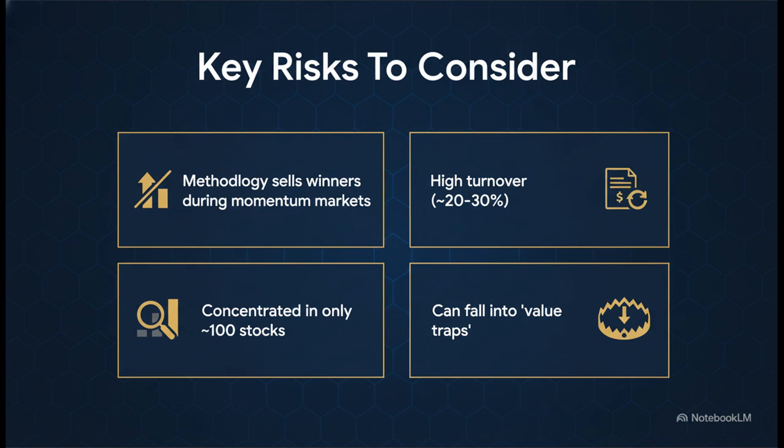Think of a company like Pfizer, for instance. Its stock price might drop, making its yield look attractive, but if the company's facing real long-term problems, then it's not a bargain, it's a trap. And that's a risk you always face with this kind of value strategy.